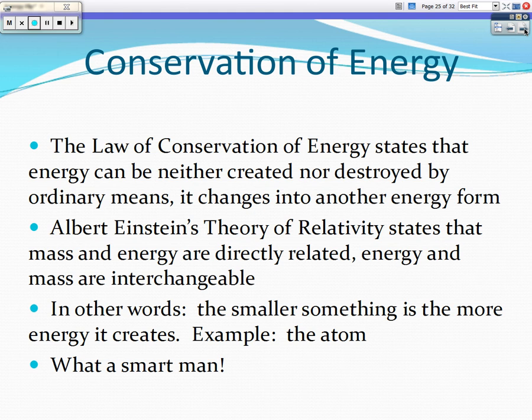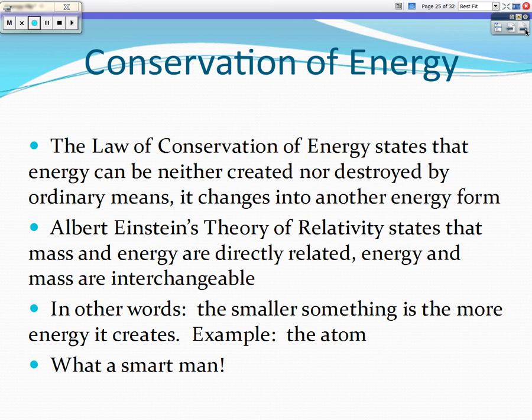You need the first two bullets. So you need this bullet and this bullet. The law of conservation of energy states that energy can neither be created or destroyed by ordinary means. It changes into another energy form. So energy can't just disappear. It has to change into another form.